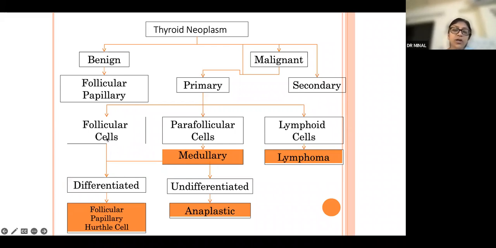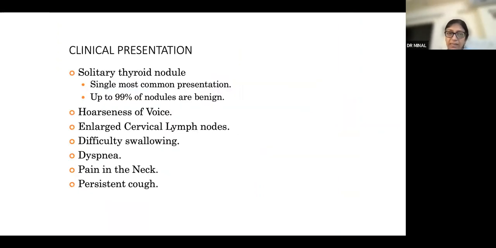If it is follicular type, it has to be either differentiated or undifferentiated. Undifferentiated means it is anaplastic, which is very severe and the mortality is high. If it is differentiated, it will be either follicular variant, papillary variant, or a Hurthle cell variant. So this is just a repetition of the same table that we started, of how we classify the thyroid malignancies.